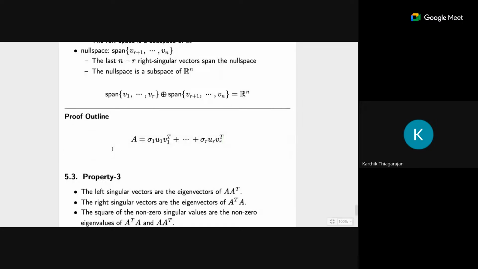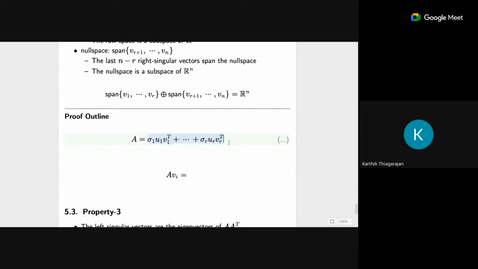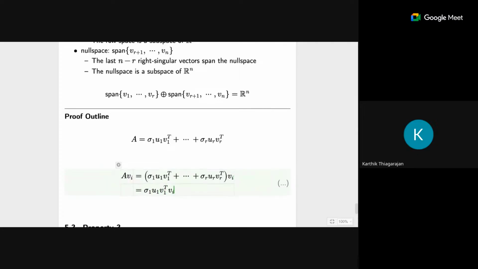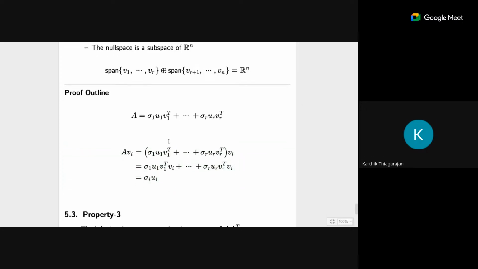Now, if you consider A Vi, what is it? It is sigma i Ui. We all see that. We already started with this, but you should be able to see it here also. A Vi is nothing but this whole expression times Vi, which is sigma 1 U1 V1 transpose Vi plus dot dot dot plus sigma R UR VR transpose Vi. What is Vi transpose Vj for j something else? It is 0. All these will go to 0, so you will be left with only sigma i Ui Vi transpose Vi, which is 1. Therefore A Vi is sigma i Ui; you can see it this way.